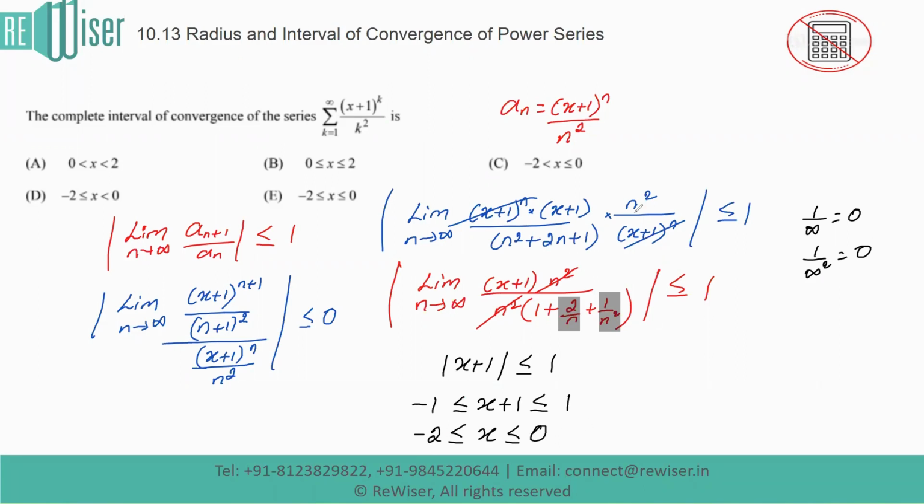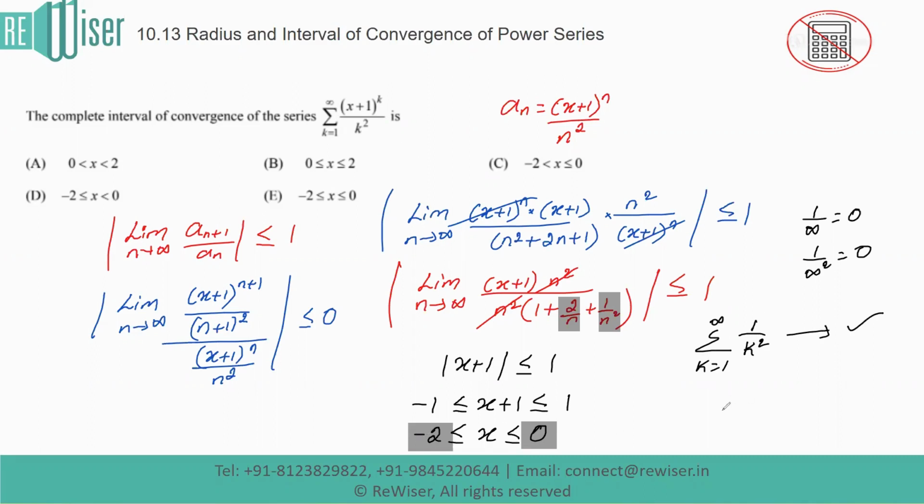Now, whenever we get this, we should always check the endpoints, whether it works at these points also or not. When I substitute 0 here, I'll be getting the summation of k equals 1 to infinity of (0+1) to the power of k over k squared. That's 1 to the power of k, which is just 1, so 1 over k squared. By the p-series test, this would converge for sure. So that means at 0, it works.